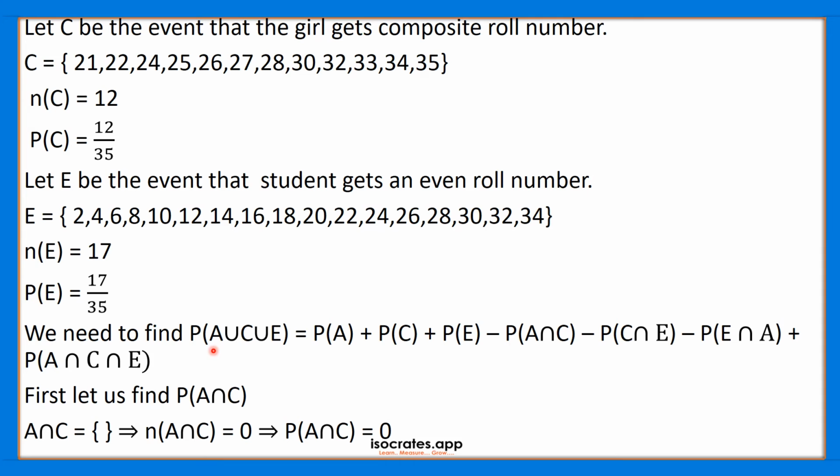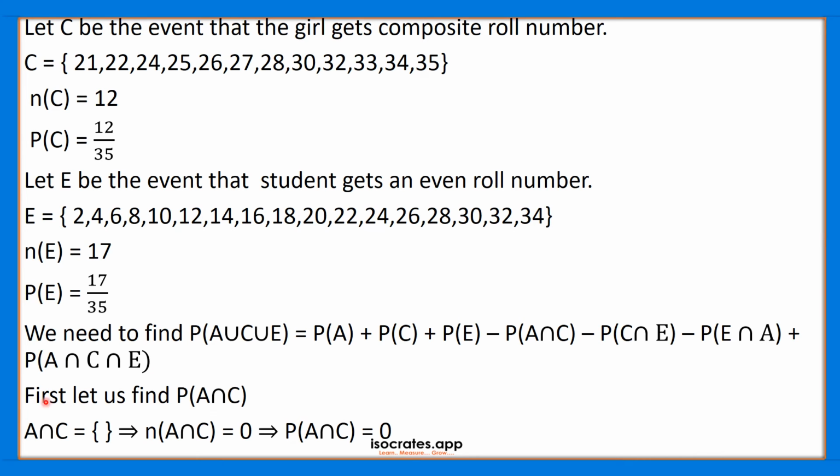And P of A union C union E is given by the formula P of A plus P of C plus P of E minus P of A intersection C minus P of C intersection E minus P of E intersection A plus P of A intersection C intersection E. We already have the values of P of A, P of C and P of E. We need to find the values of P of A intersection C, P of C intersection E, P of E intersection A and P of A intersection C intersection E. Let us find out one by one.